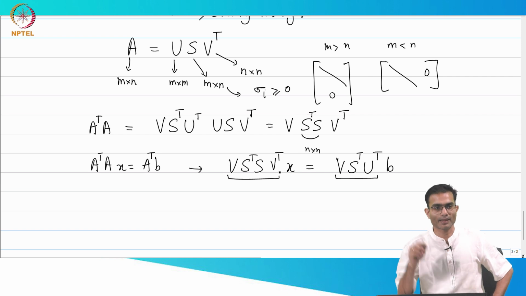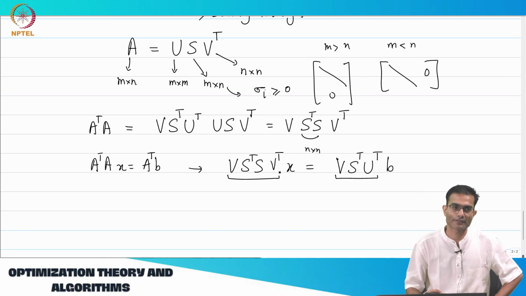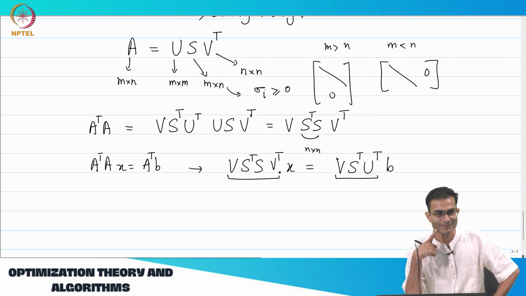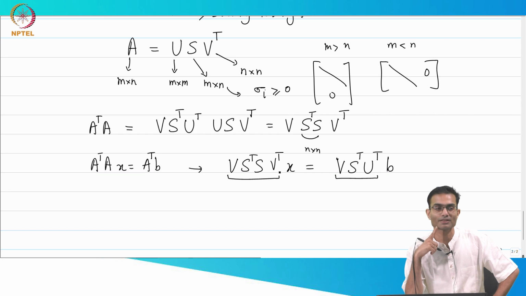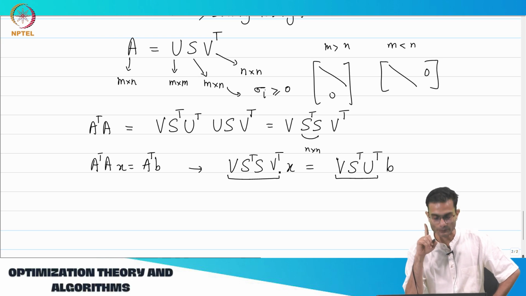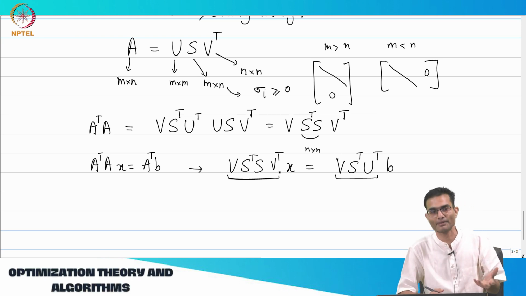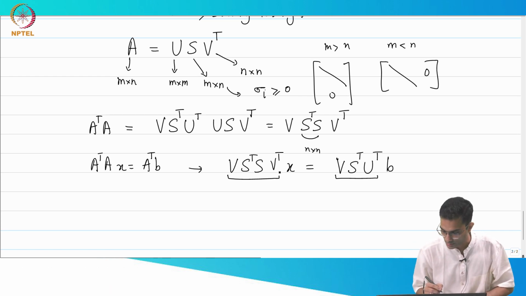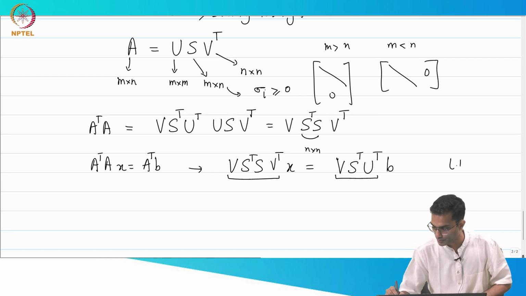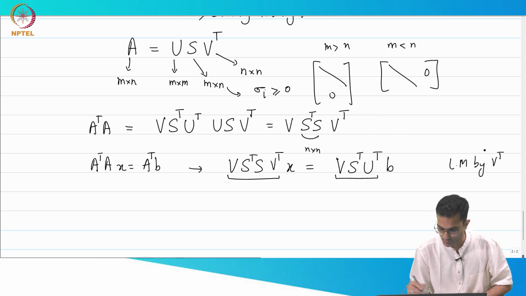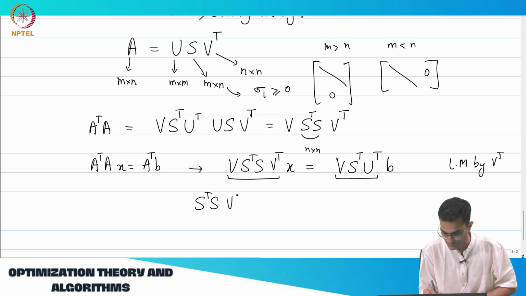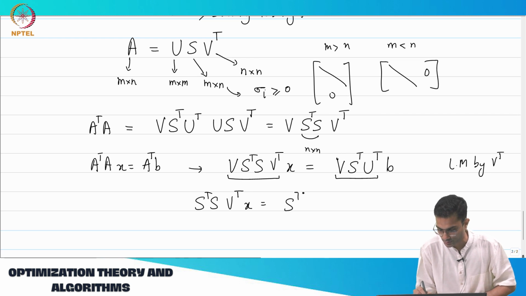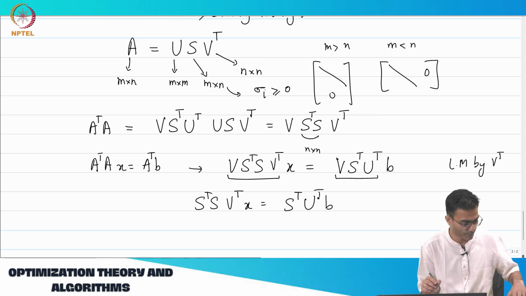Remember, these are not scalars that I can just knock off, like a common 5 on both sides. So, one suggestion is to left multiply by V inverse. V transpose is the sensible thing to do, because for an orthogonal matrix, the inverse is the transpose. So left multiply by V transpose, and that gives me S transpose S V transpose X is equal to S transpose U transpose B.